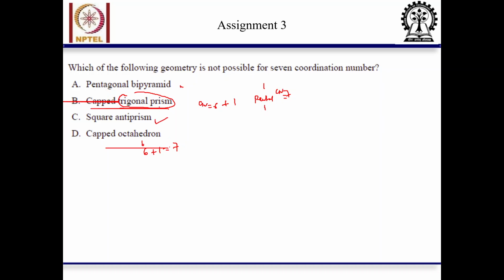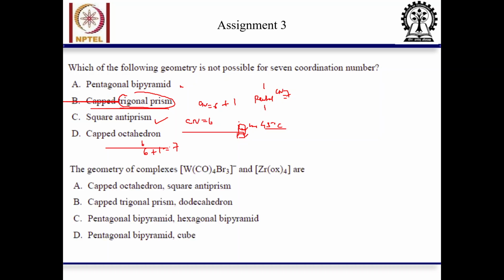Square antiprism. That is the correct answer, the geometry which is not possible for coordination number 7, because it is the geometry for coordination number 8, where we have 4 ligands. Basically, once you have a cube, you rotate the top plane by 45 degrees, so you will get the square antiprism. So here we have 4 ligands at the bottom and 4 ligands at the top. The top ligands will be rotated by 45 degrees.